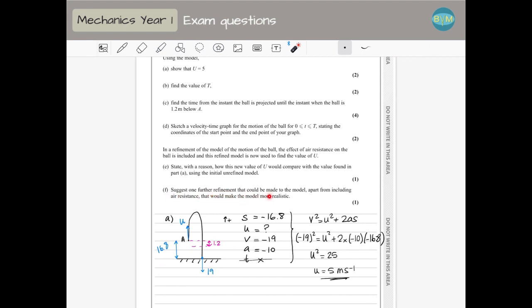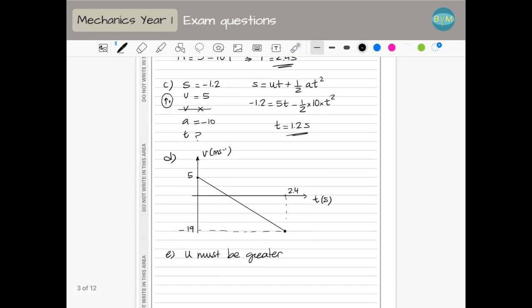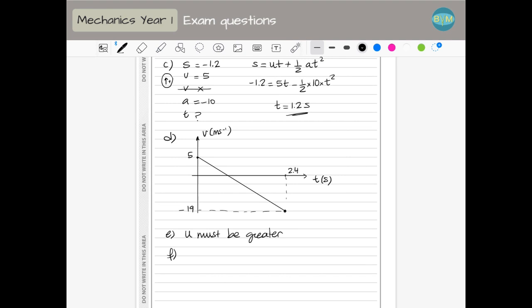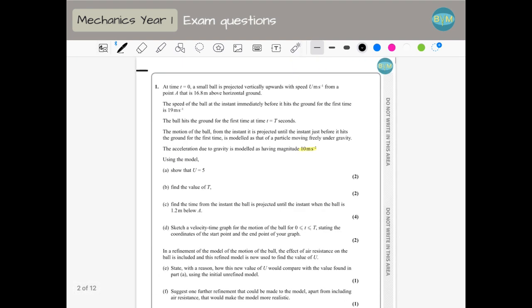Suggest one further refinement that could be made to the model, apart from including air resistance, that could make the model more realistic. I would say every time you have gravity, you can say the same: a more accurate value of gravity, value of g. And that's always a mark, and that's easy and something that you can remember. And that's all with this exam question.